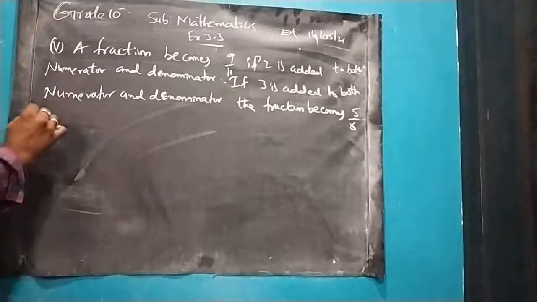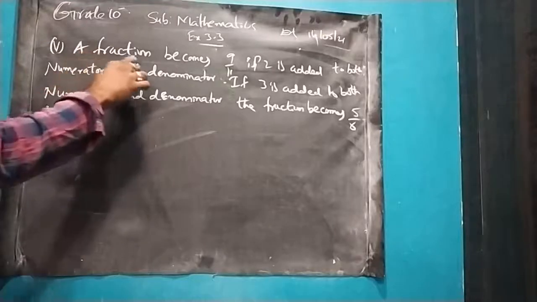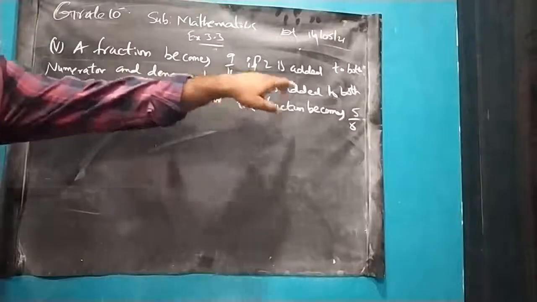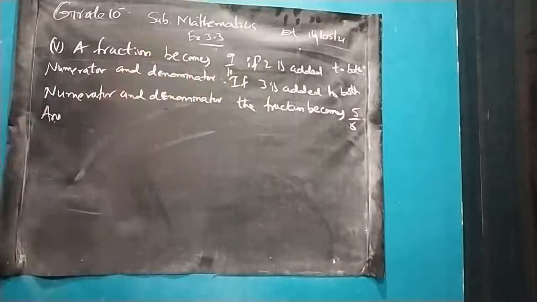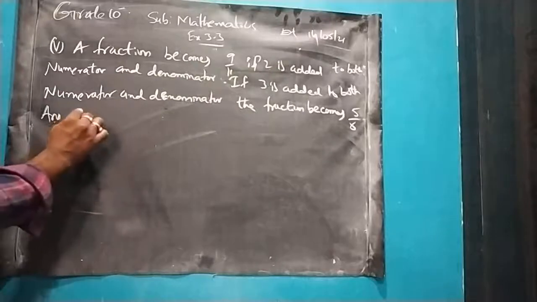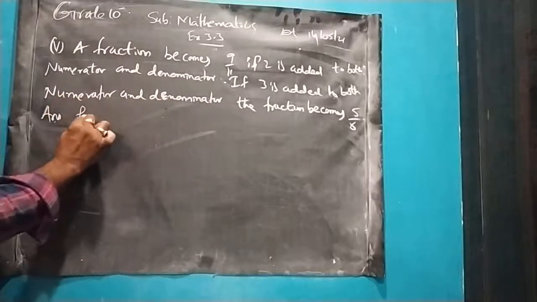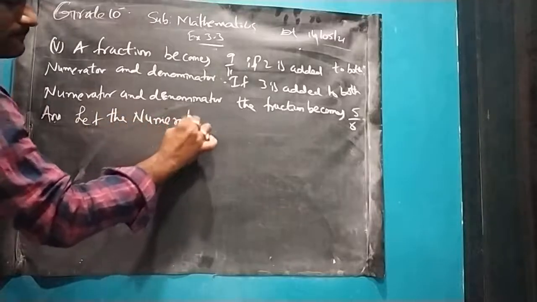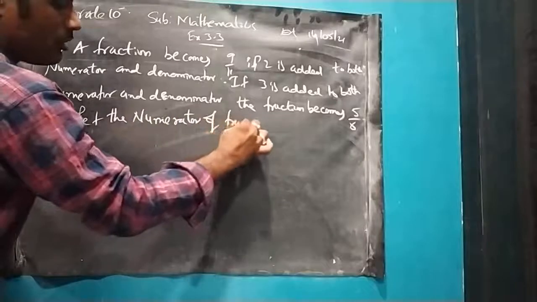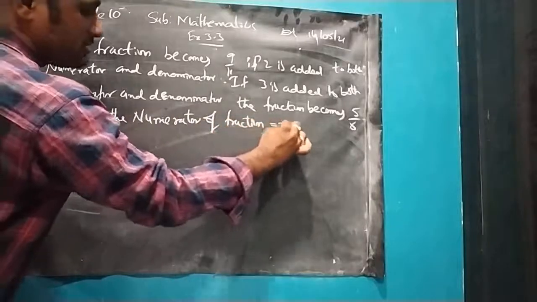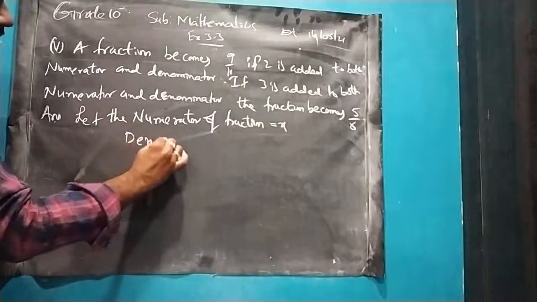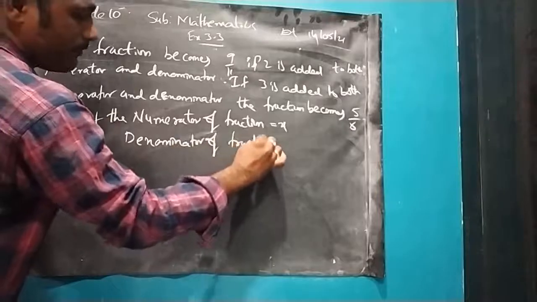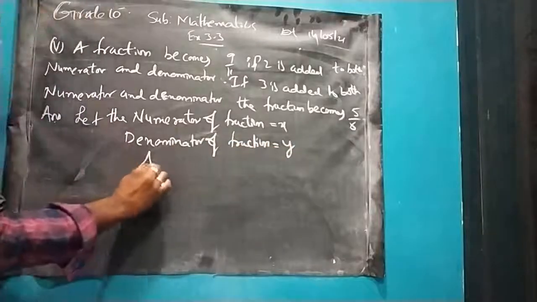Next, let us see this fifth question. A fraction becomes 9 by 11 if 2 is added to both numerator and denominator; if 3 is added to both numerator and denominator, the fraction is going to become 5 by 6. Okay. Numerator and denominator, two words are there. Let the numerator of the fraction be x. Next, the denominator of the fraction be y. According to the question.